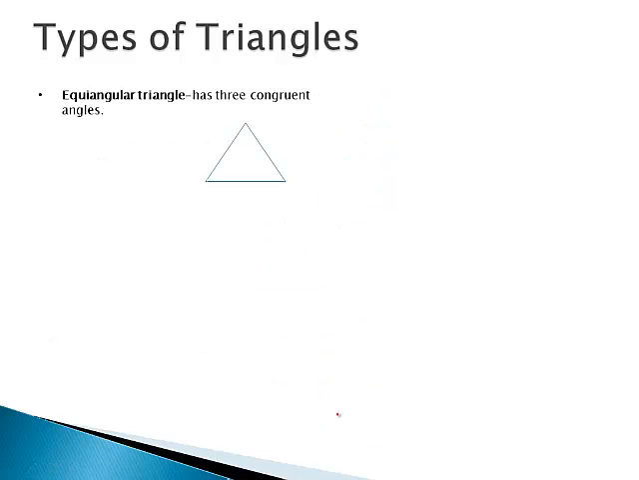The last one is called an equiangular triangle. That has three congruent angles. If you think about it, if all the angles of a triangle add up to 180 degrees, what is the measure of each one going to be? Well, if they're all equal, that means they're going to measure 60 degrees. So an equiangular triangle will measure 60 degrees at each vertex.